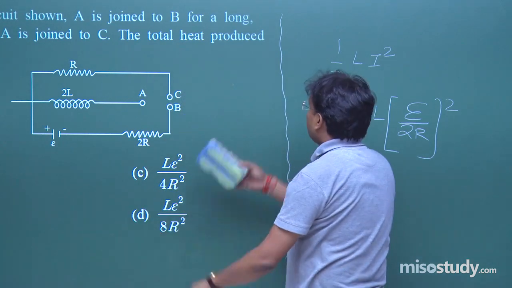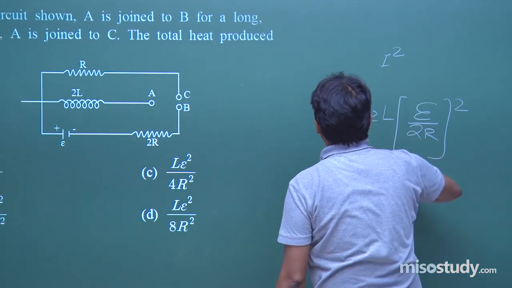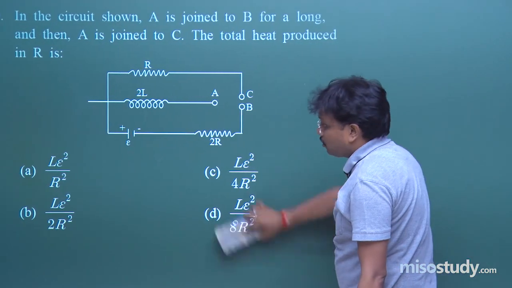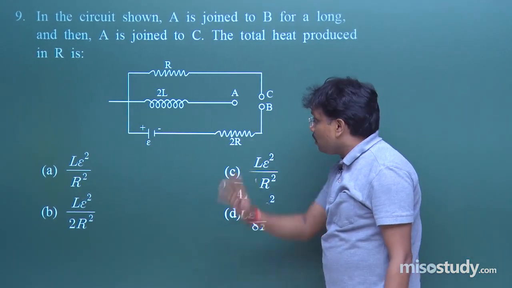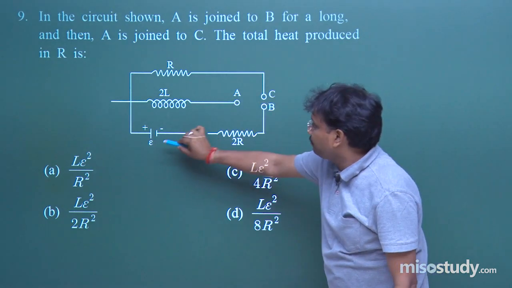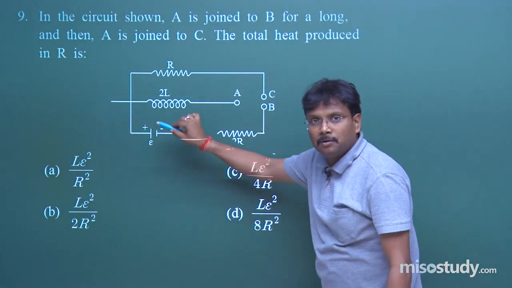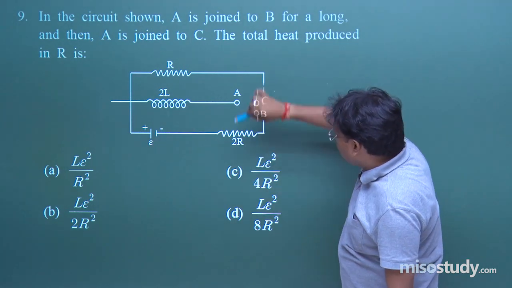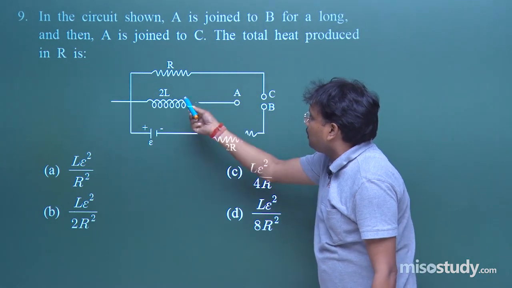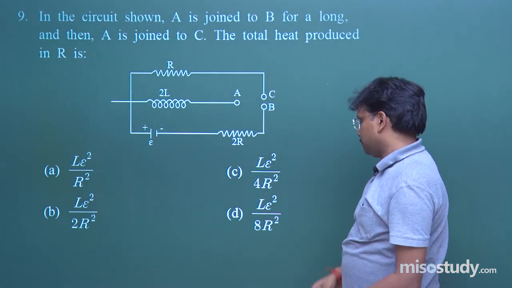So, this question, the diagram is big, but the situation is purely concept based. Why? When connected, current flows because of the battery. When disconnected, current flows because of the energy stored in this inductor. Simple.